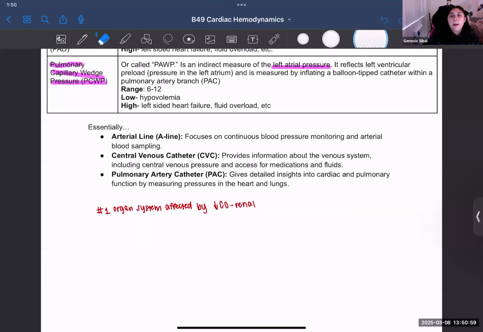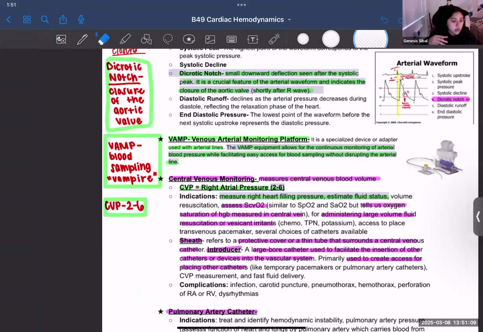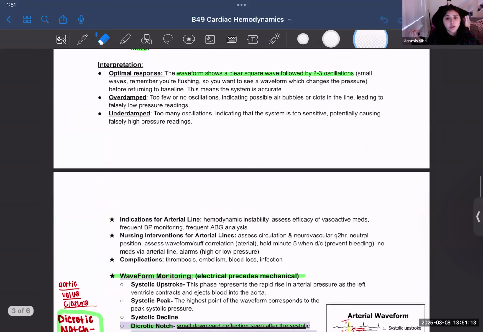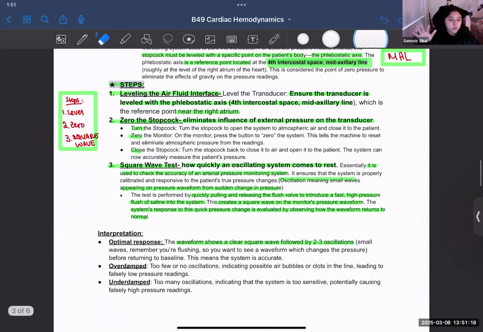But other than that, I'm going to let you guys go study. Hopefully this is able to help. Don't overthink this. She didn't ask us a lot about this information. As long as you listen to this part, you'll be fine. Really, it's just understanding the dicrotic notch. You don't give things to arterial lines. Don't. It's not a treatment. It's just monitoring.